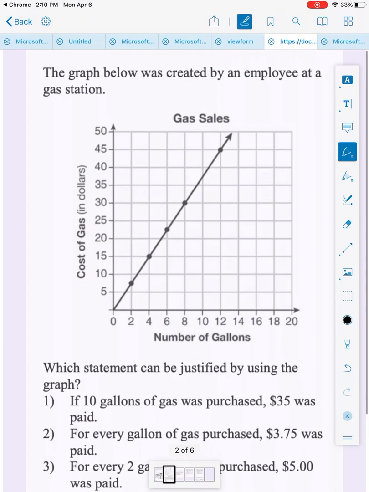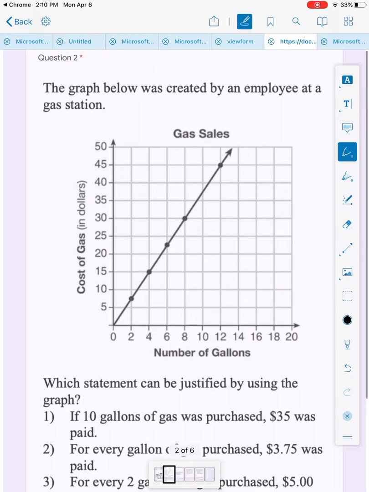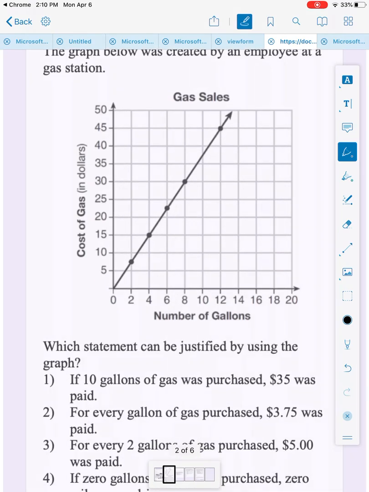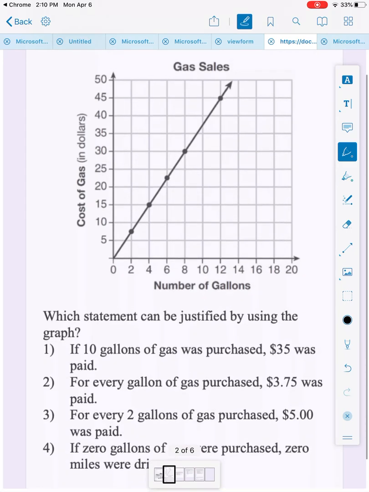On to our next question. The graph below was created by an employee at a gas station. Pretty smart employee, don't you think? It says, which statement can be justified by using the graph? Well, I'm going to look at the graph before I even look at the choices. To me, there's definitely points on here that represent numbers.